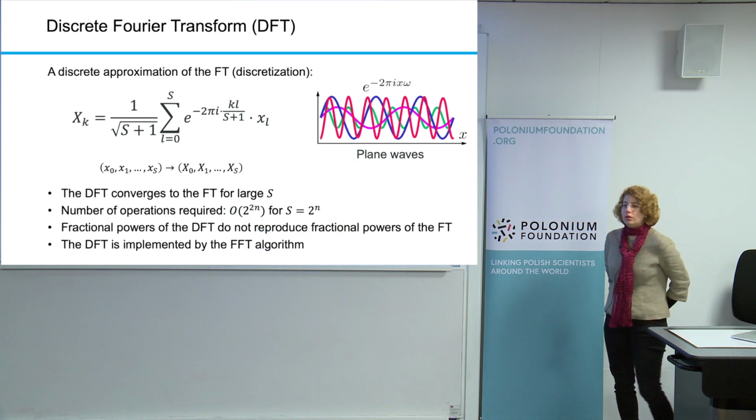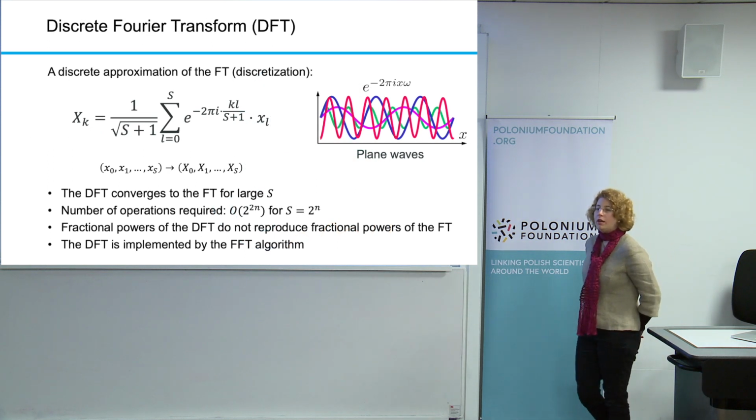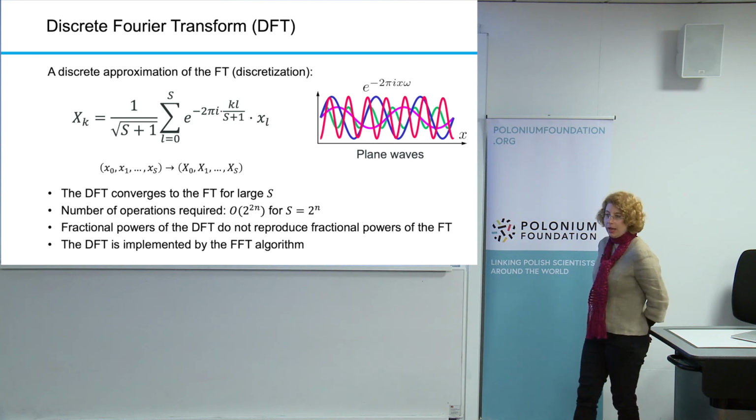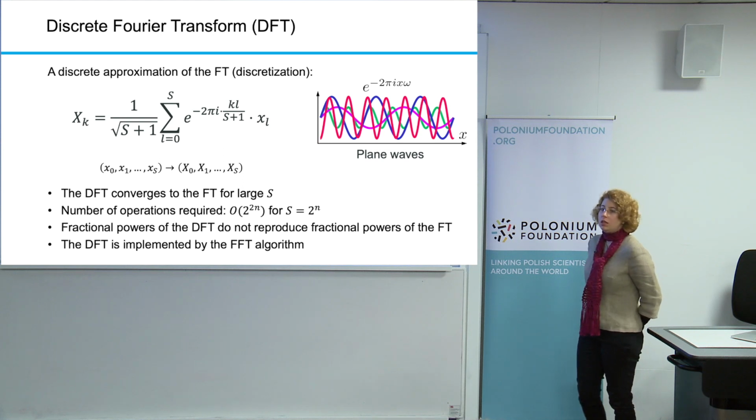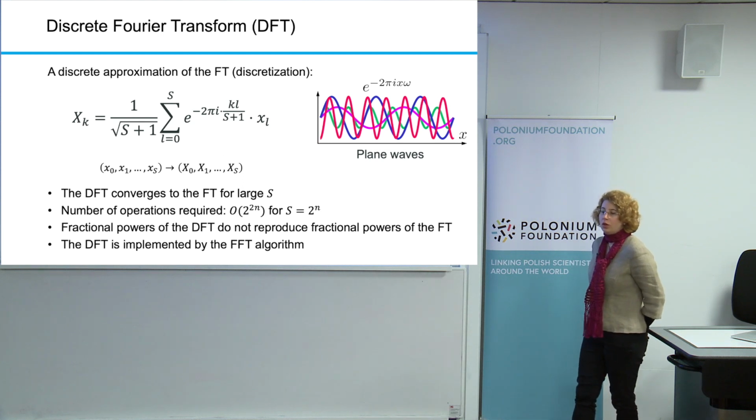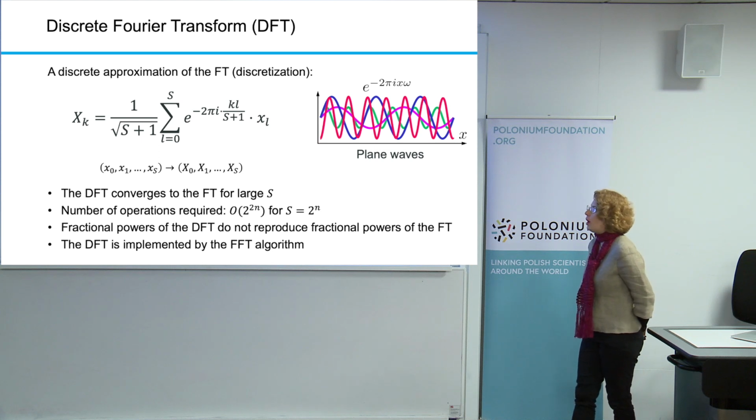This is not true anymore if we now discretize the Fourier transform. Namely, we will replace the integral with the sum, and we will consider discretized plane waves. These discretized plane waves are not orthogonal. They do not form any basis in this discrete space. And this prevents us from being able to express in an accurate way an arbitrary function.